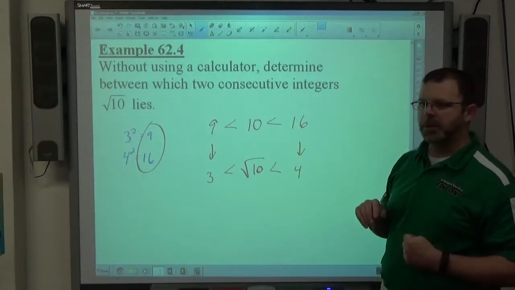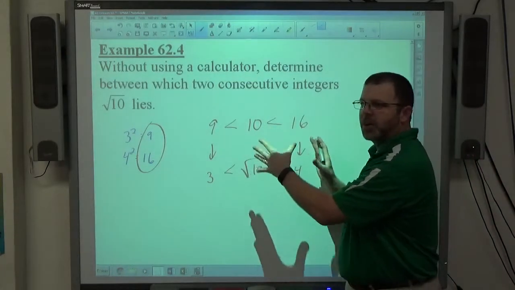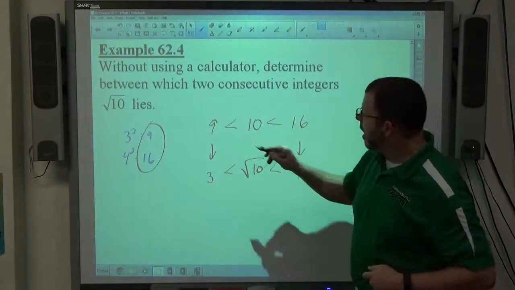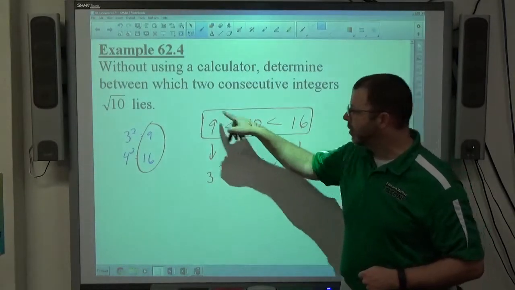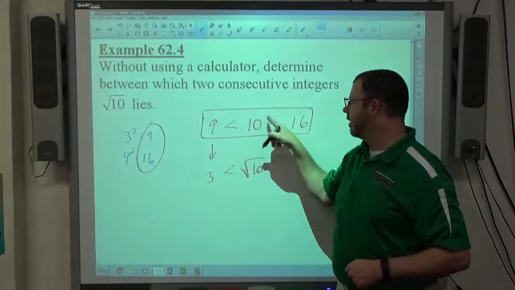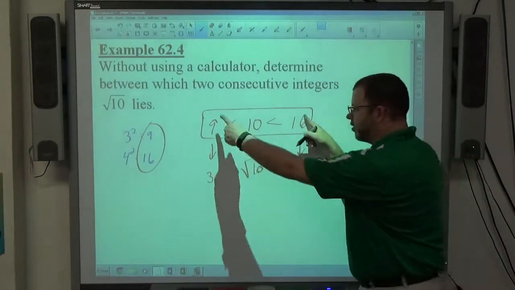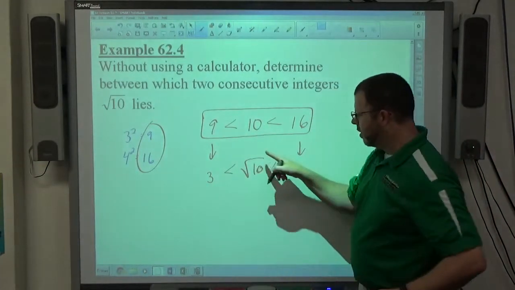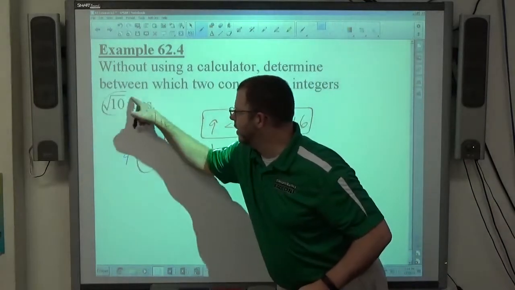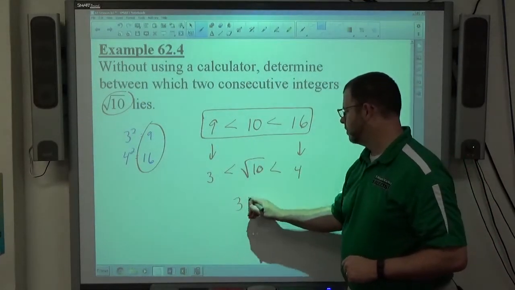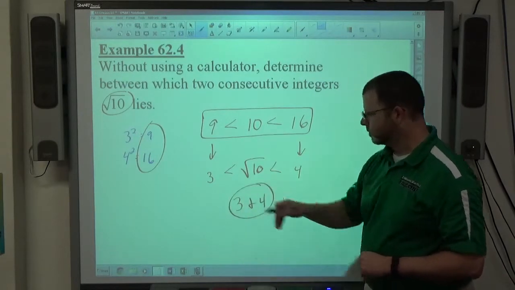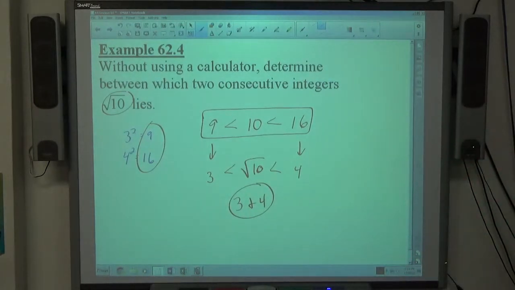And that's what they're asking me to do. So that's what I'd expect to see on your paper in a problem like this. I want to see the initial setup where you have a perfect square less than the number you have in the radical, less than the next perfect square, and then square root, square root, square root. What we're looking at in the square root of 10, this thing is in between 3 and 4. And the question is between which two consecutive integers does it lie: between 3 and 4.